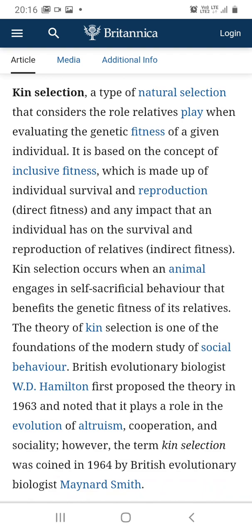And this type of behavior is seen in animals also. In honeybees, we see this type of behavior where the workers let go of their reproductive capacities, they let go of the fact that when they are not reproducing, their genes are not propagating.